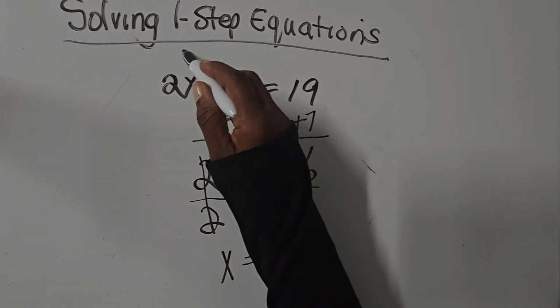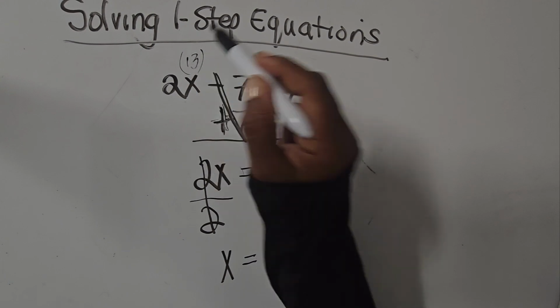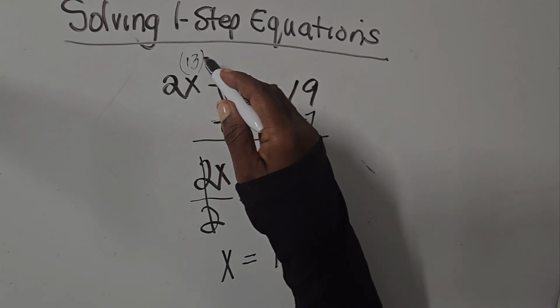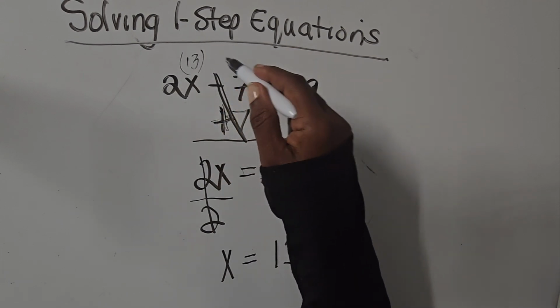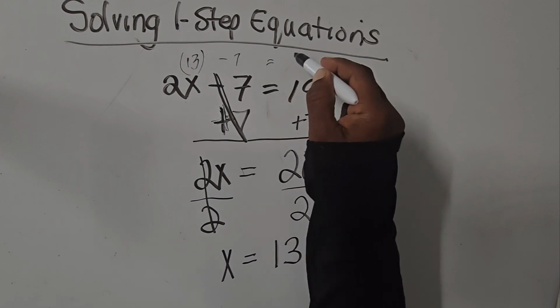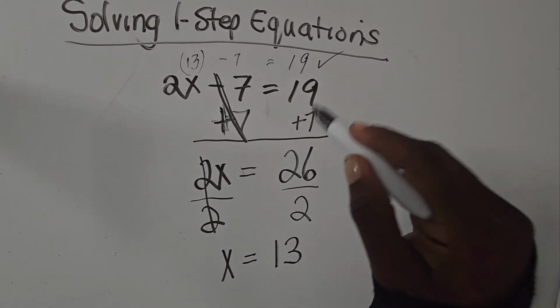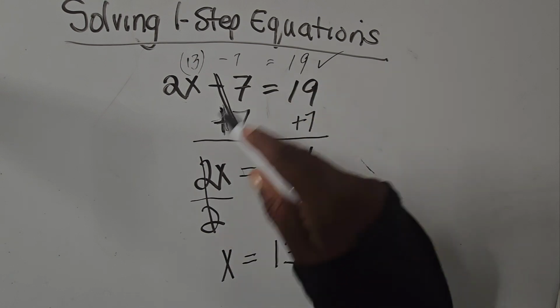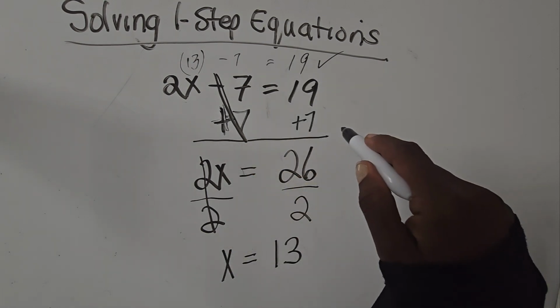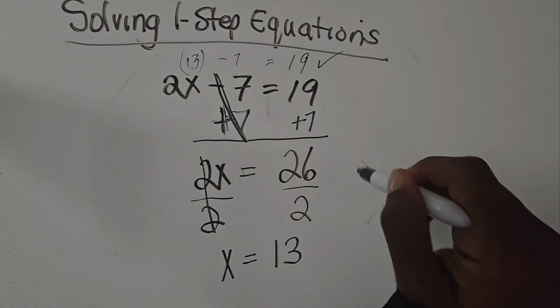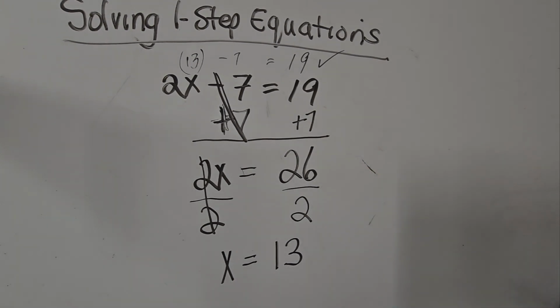Alrighty, let's say we plug the 13 in just to check it. 2 times 13 is 26. 26 take away 7 will give you 19. Always, it's very good to check your answers to make sure they work out. All right, let's try another one.